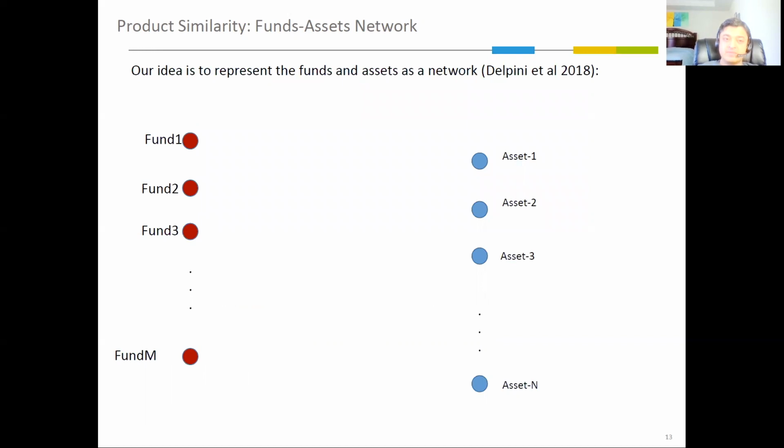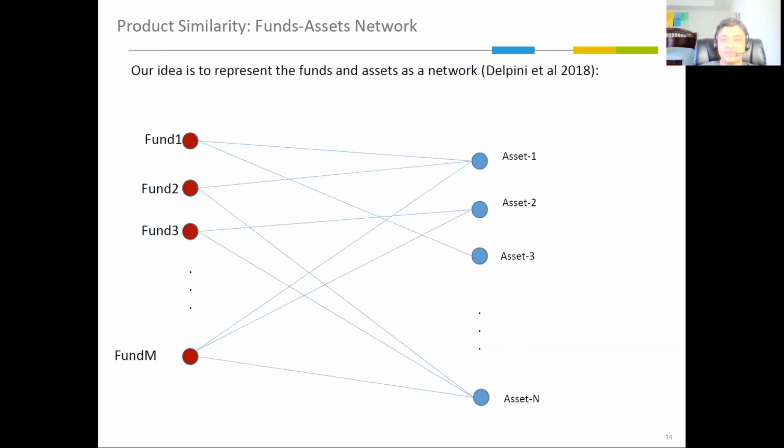What we did was we put each mutual fund as a red node, or red circle here: fund 1, fund 2, fund 3, and so on. Similarly, we also put all the assets as blue circles or blue nodes: asset 1, asset 2, asset 3, and so on. So these are just a simple representation of each of the entities in the data.